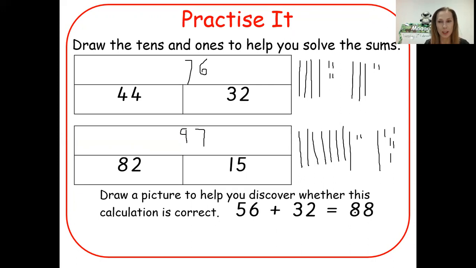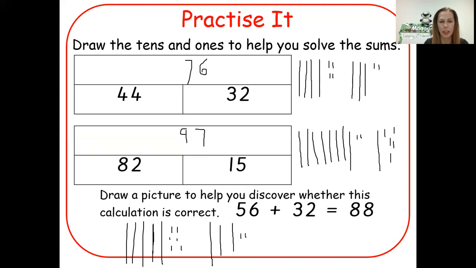Okay, did you think it was correct or not? Let's see, I'm going to prove it. So I'm going to draw 56: 10, 20, 30, 40, 50, 1, 2, 3, 4, 5, 6. Now I'm going to draw 32. 10, 20, 30, 31, 32.